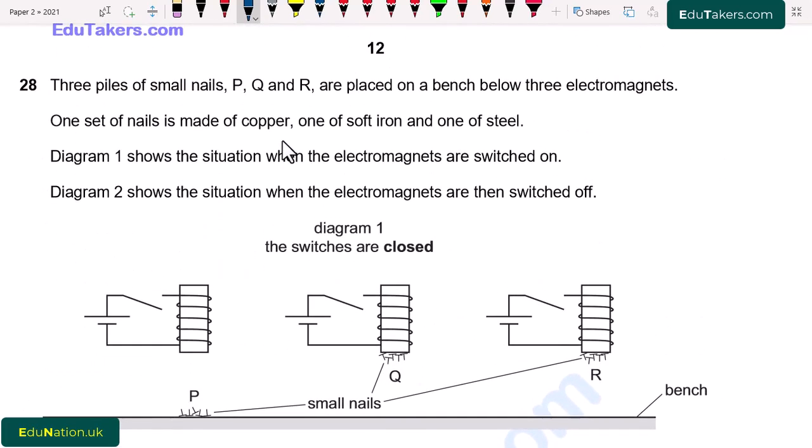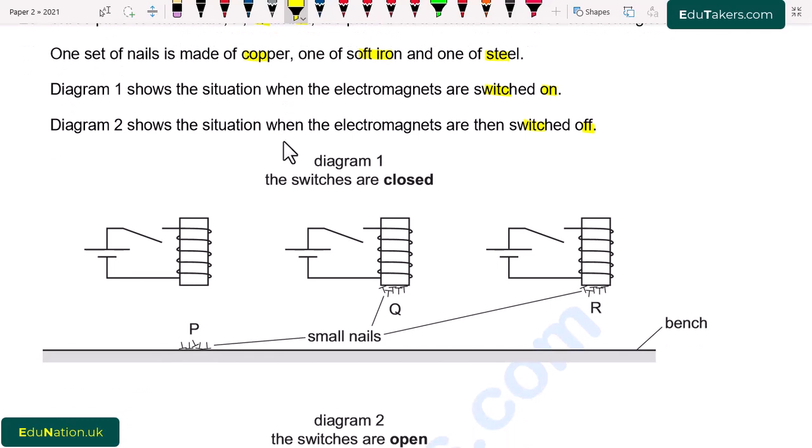Question number 28. Three piles of small nails P, Q and R are placed on a bench below 3 electromagnets. One set of nails is made of copper, one of soft iron and one of steel. Diagram 1 shows the situation when the electromagnets are switched on. Diagram 2 shows the situation when the electromagnets are then switched off.